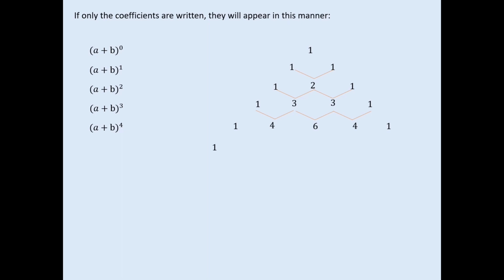Ayan. If you have a plus b raised to the power of 5, ipagpapatuloy natin yan, meron tayong 1 plus 4, that will give you 5. 4 plus 6 is 10. 6 plus 4 is 10, and 4 plus 1 is 5, so another 1. Kung ipagpapatuloy pa rin natin yan, meron tayong 1, then 5 plus 1 is 6, 10 plus 5 is 15, 10 plus 10 is 20, 10 plus 15 is 15, and 5 plus 1 is 6, and you have 1. So ganun lang on how to find the numerical coefficients of a certain binomial.